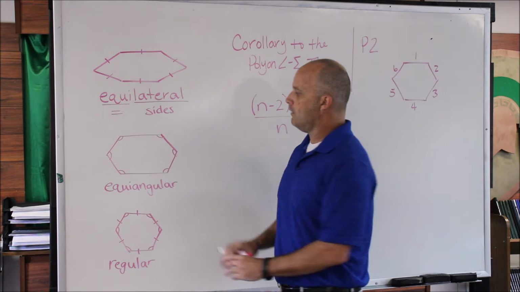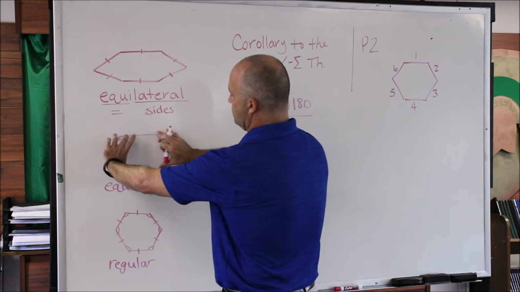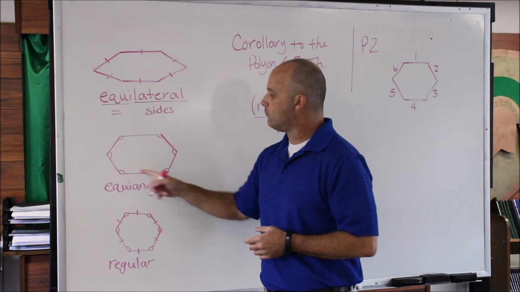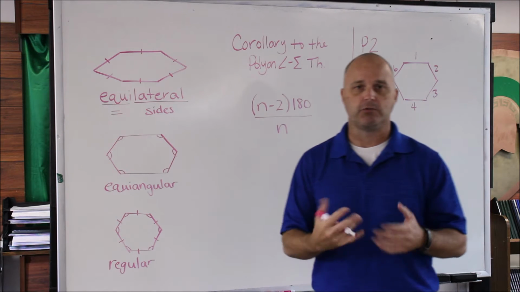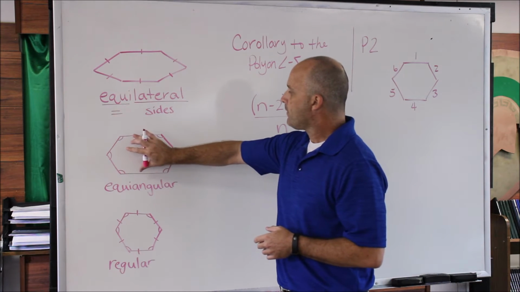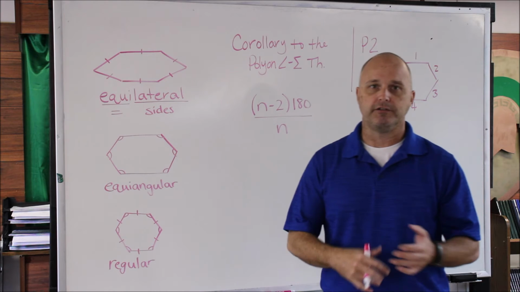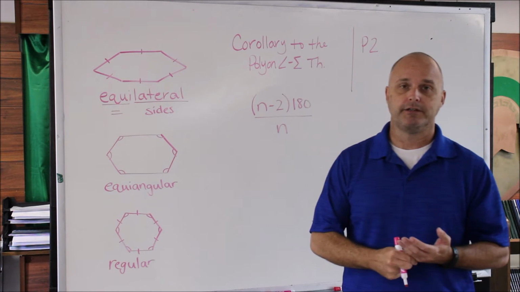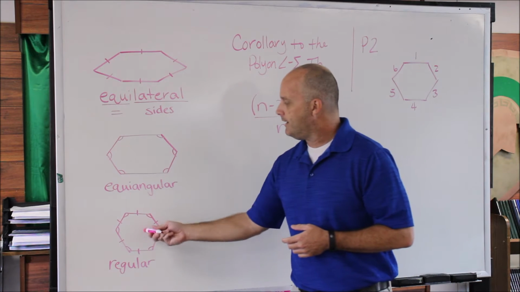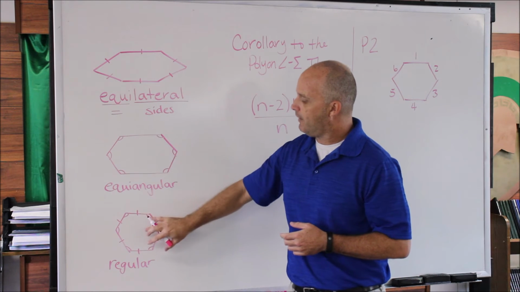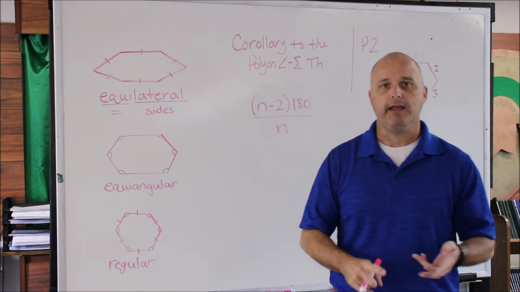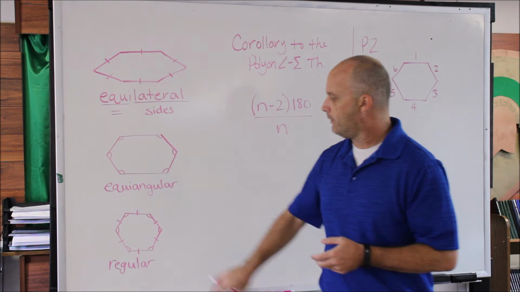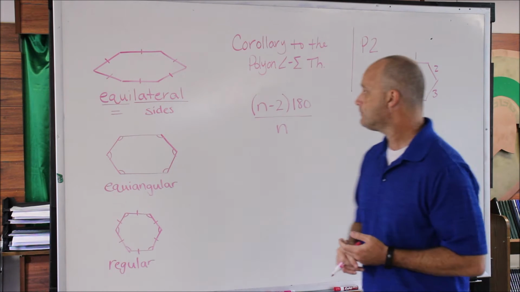In our next polygon, what we see has happened here is that this has been stretched in this direction. Now, all of the angles remain the same degree measure, but the sides have different lengths. So what we have now is an equiangular hexagon. Then, if we take these two and put them together so that all of the sides and all of the angles are the same, then you get what is called a regular polygon, or in this case, a regular hexagon.